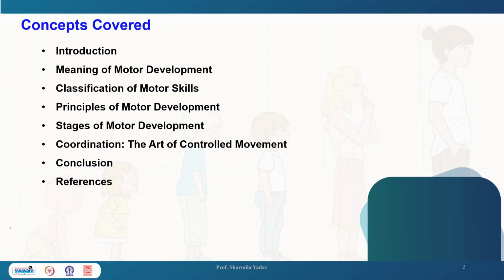Let's start. The concepts we are going to cover are: we will introduce what motor development is, its meaning, classification of motor skills, principles of motor development, stages of motor development, coordination, the art of controlled movement, and finally we will conclude the whole lecture, and there are certain references for your further use.